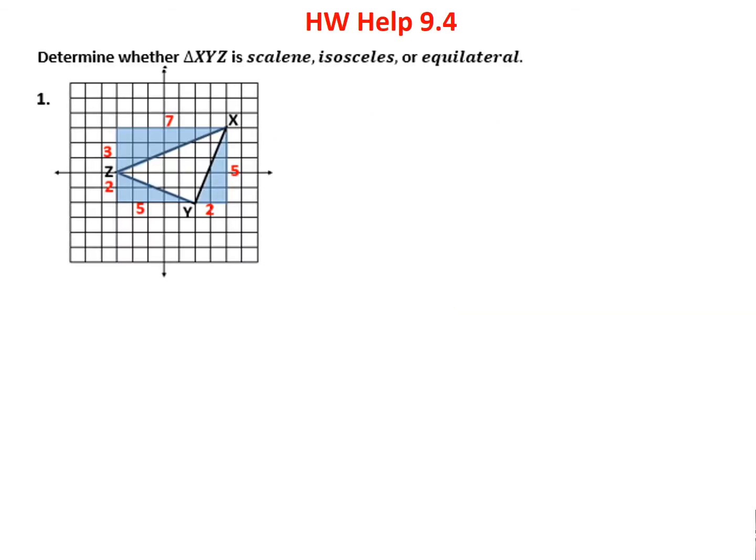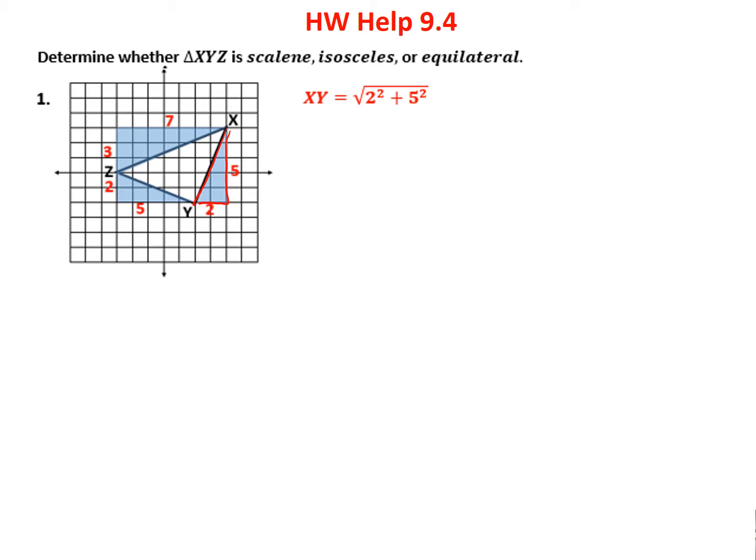Problem 1 asks us to figure out whether this triangle is scalene, isosceles, or equilateral. Now notice what I've already done to the problem. For XY, notice how I've already drawn a right triangle here, because to find this, the distance is the square root of x squared plus y squared. But I know it simply as 2 squared plus 5 squared equals the distance squared.